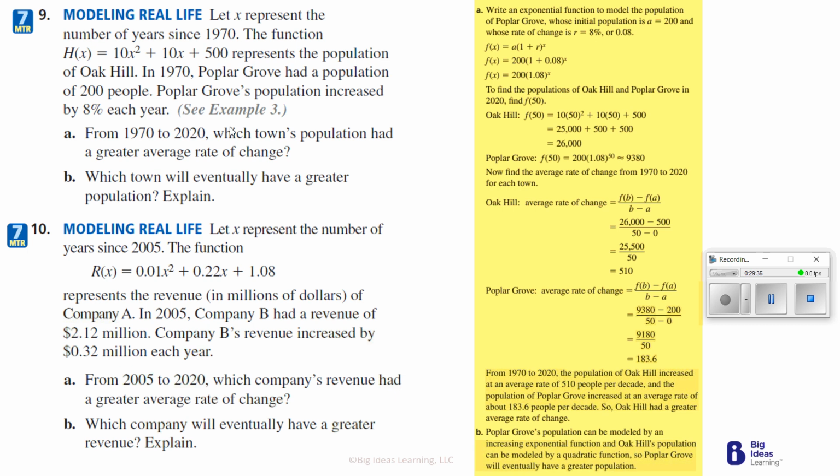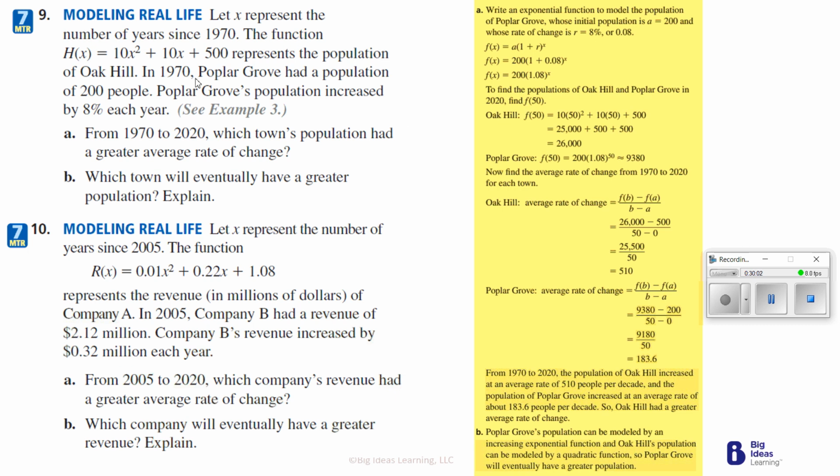Now remember, we're talking 1970 here, and we went from 1970 to 2020. That looks like a total of 5 years. So let's see. Yeah, from there to there would be 5 years. So over here it says find the population of Oak Hill and Poplar Grove in 2020.